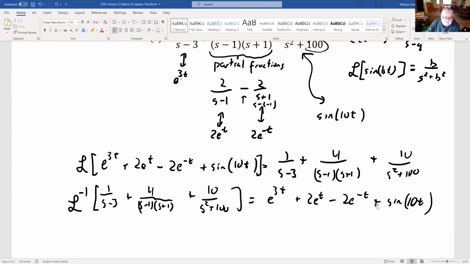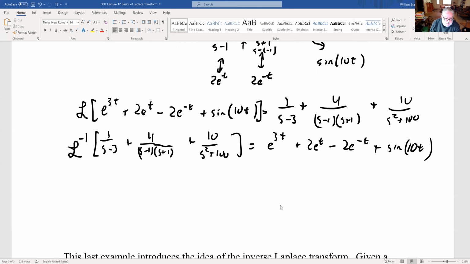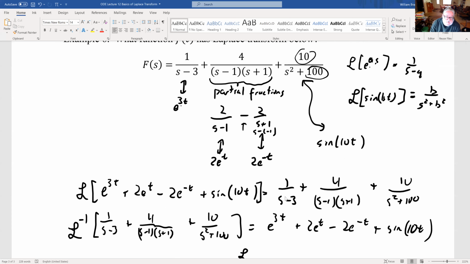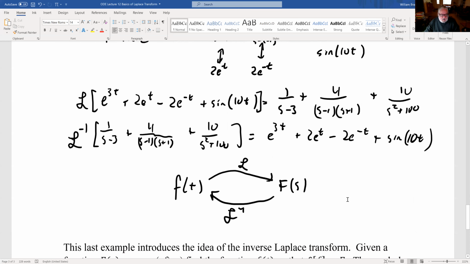Great. So, in other words, if I have a function and its Laplace transform, the Laplace transform takes me this way, the inverse Laplace transform takes me that way. Partial fractions. Use Wolfram Alpha to do those. On tests, I'll give you a table of useful partial fractions to use.